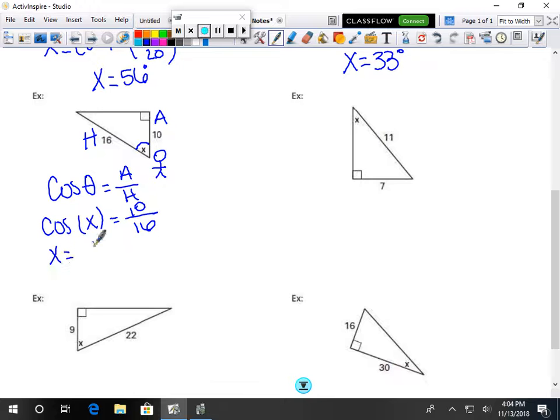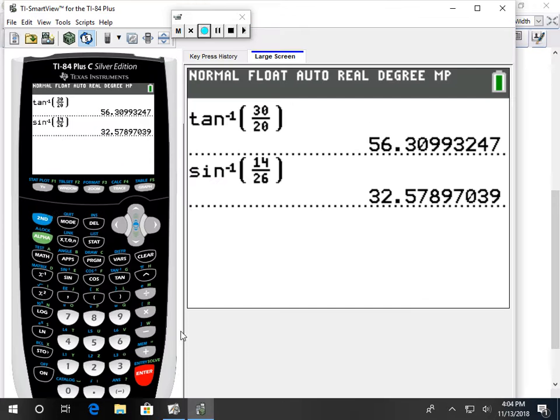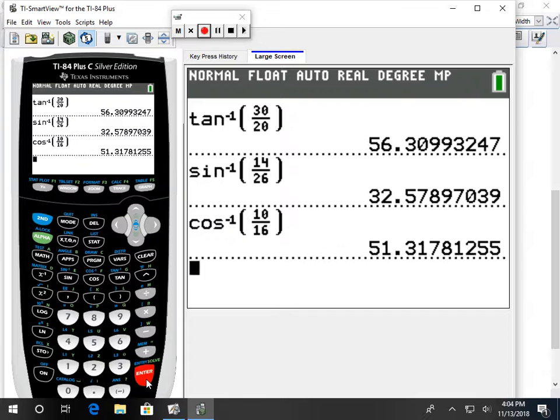Okay, so I'm trying to get X by itself, so I'm going to do the inverse. Cosine inverse, 10 over 16. I'm going to press second cosine. I want my fraction bar, and I had 10 over 16. 51.3 would round to just 51.